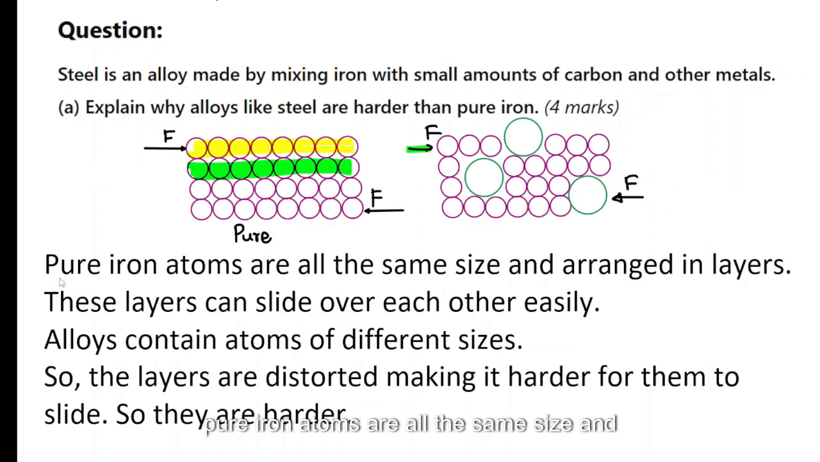So pure iron atoms are all the same size and arranged in layers. That's 1 mark. These layers can slide over each other easily. That's 1 mark. Alloys contain atoms of different sizes. So the layers are distorted and it's hard for them to slide. That will be 1 mark each.